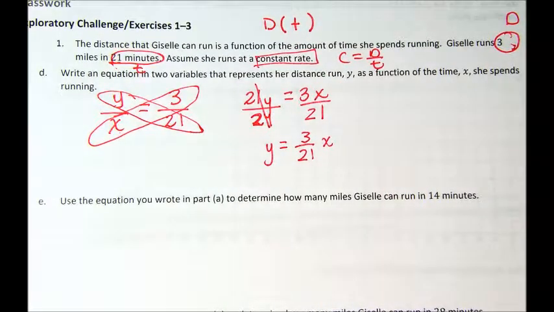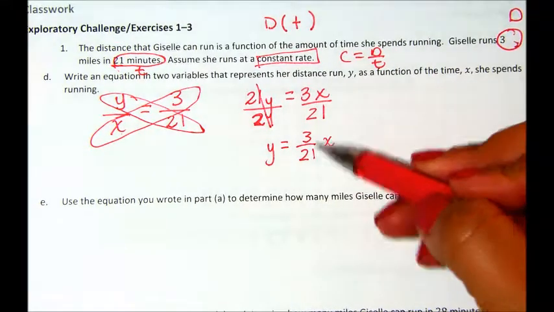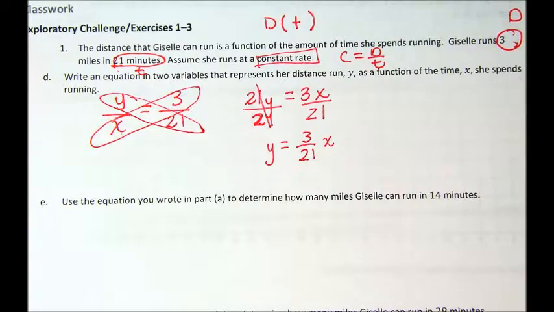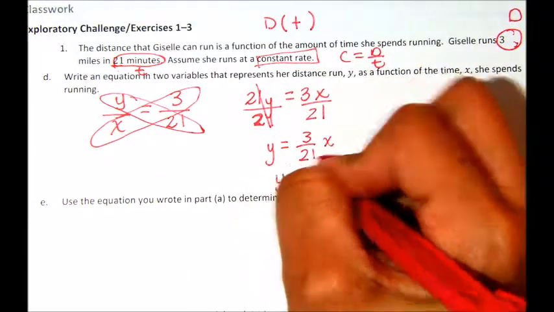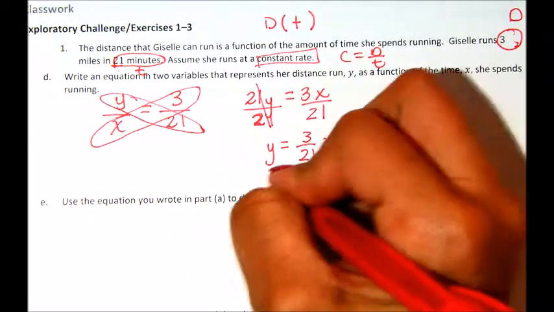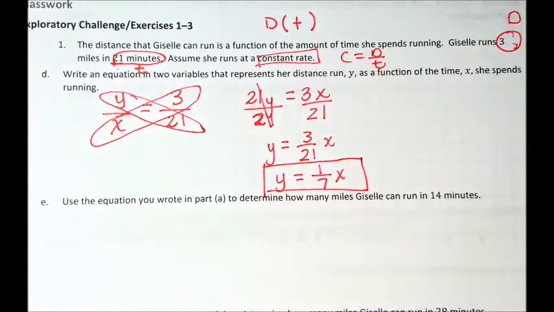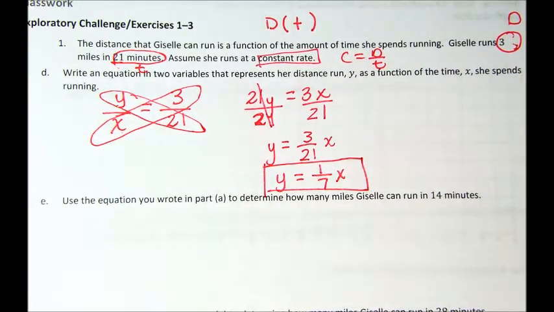Alright, so most of us are tempted to say that we can stop here and that this is our equation. What do you notice about the numbers 3 and 21? Yeah, 3 and 21 have a common factor. That common factor is actually 3. So when I take my numerator and my denominator and I reduce them both by 3, I get a new fraction, y equals 1 over 7x. Box that out.